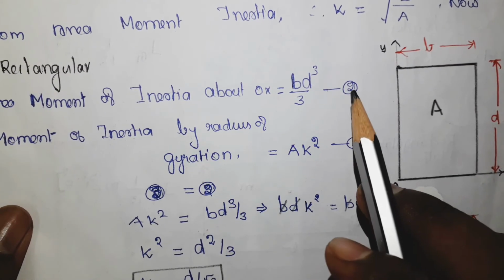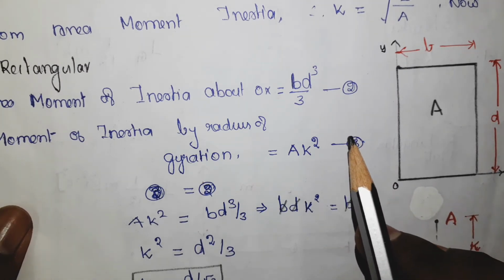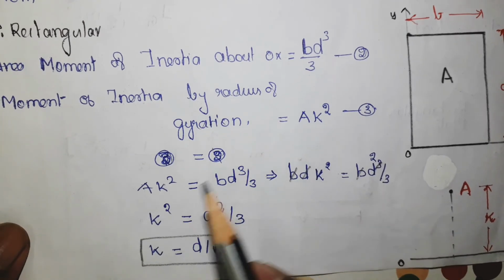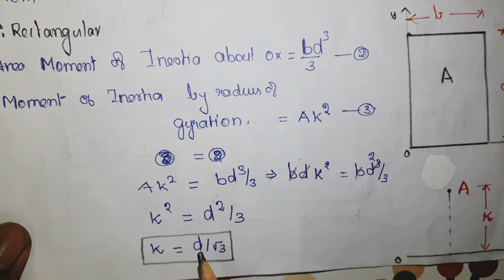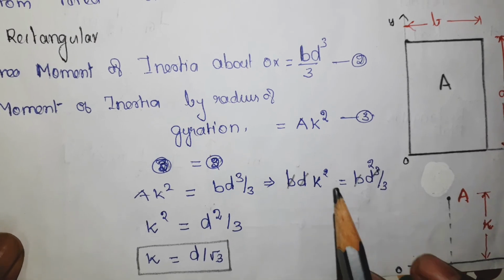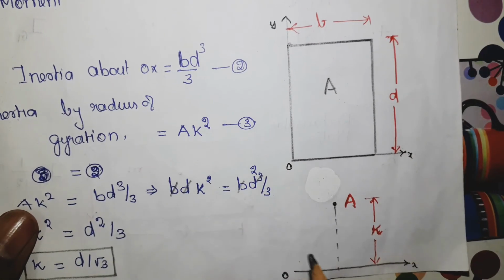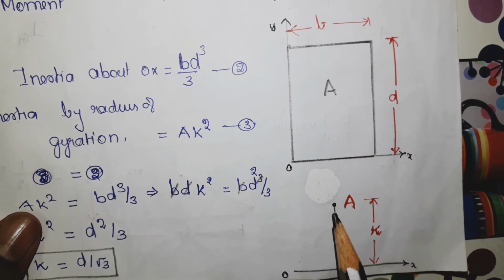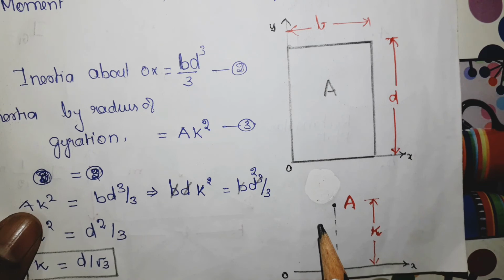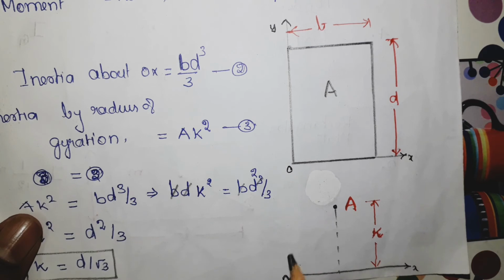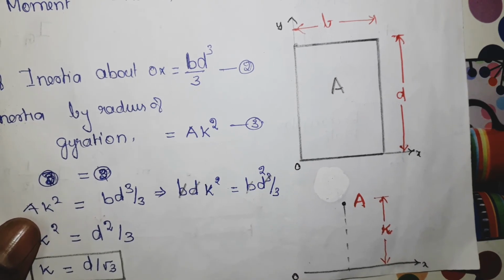Now you see here that in these two cases, the moment of inertia are equal. So equation number 3 can be equal to equation number 2. Very important thing to note. Now substitute both the equations. Finally, you will get the answer as k equal to d by root 3, where d is nothing but the height of this rectangle. So I am able to locate this area at a distance of d by root 3, so that the moment of inertia will be equal in both the cases. So in this way, the radius of gyration will help us to locate the mass or area.